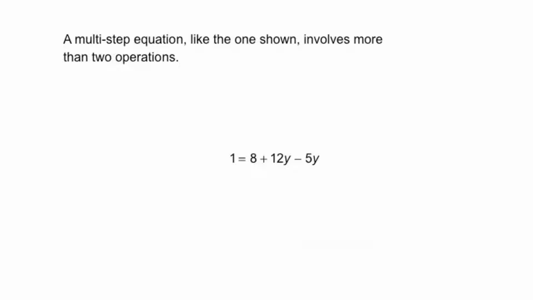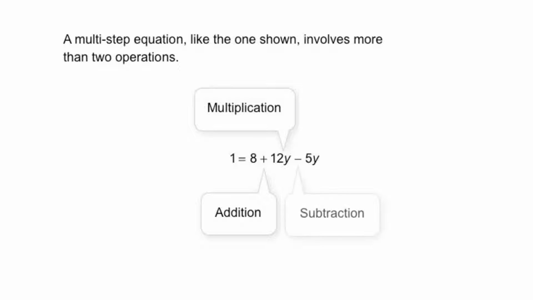Here we have 1 equals 8 plus 12y minus 5y. We can see an example of addition, the 8 plus 12y, multiplication, 12 times y, subtraction, 12y minus 5y, and another example of multiplication, 5 times y.